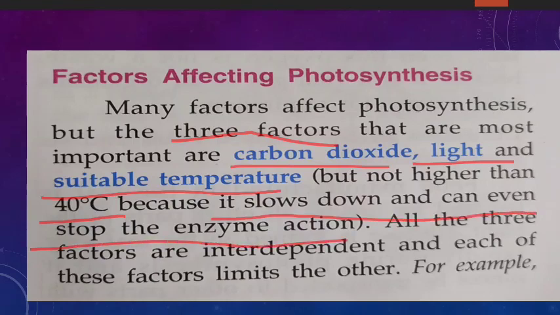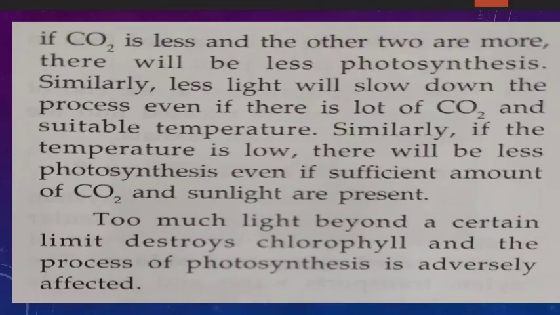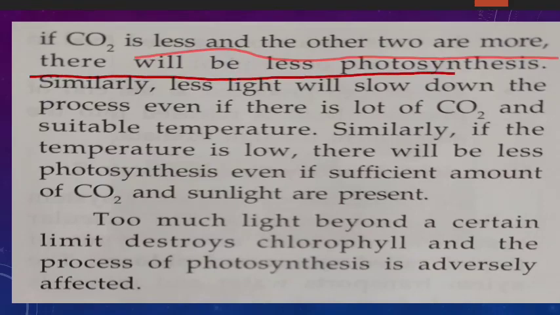So all the three factors are what? Interdependent, and each of these factors limits the other. Interdependent means they are depending on each other. Okay. So for example, if CO2 is less and the other two are more, there will be less photosynthesis. Similarly, less light will slow down the process even if there is a lot of carbon dioxide. It means when one factor is good and the other factor is not enough, then it limits the process of photosynthesis.